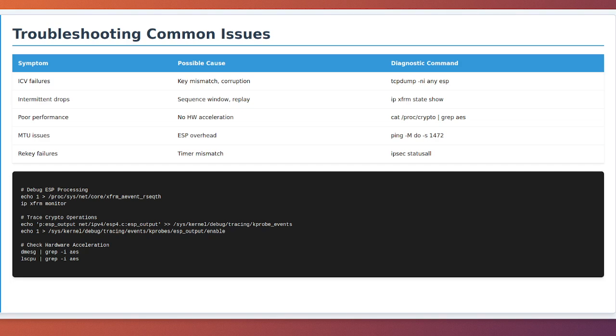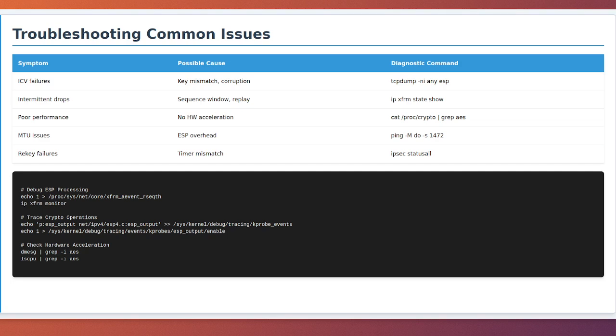Sometimes the issue is more subtle. One endpoint might be using ESP with encryption only while the other expects authenticated encryption. Sequence number issues can cause intermittent packet loss that is frustratingly difficult to diagnose. If you are seeing periodic drops that seem to follow a pattern, check for sequence number window problems.